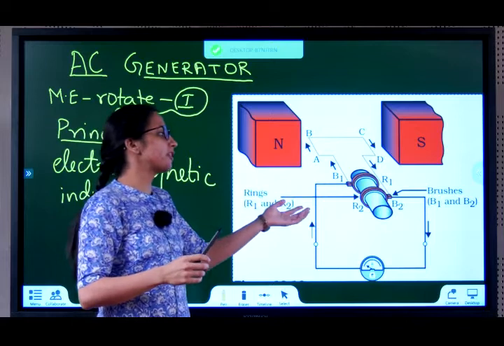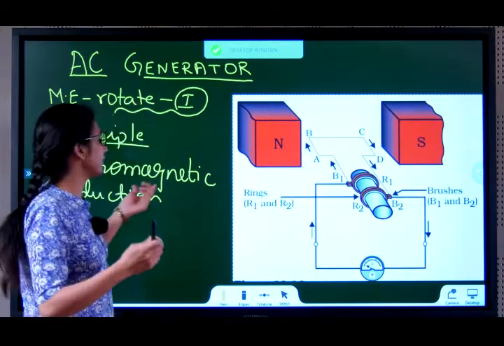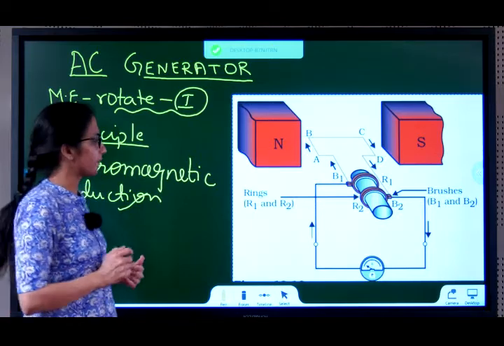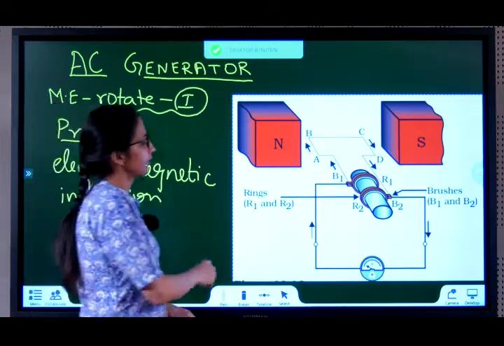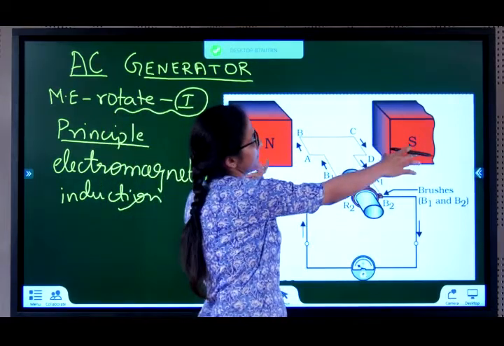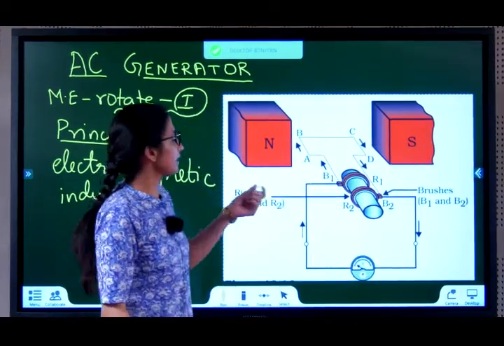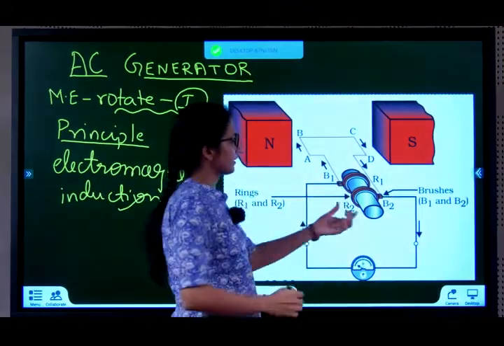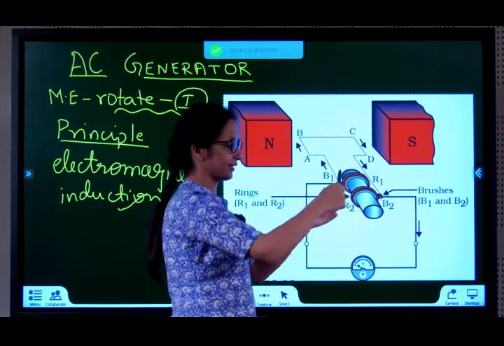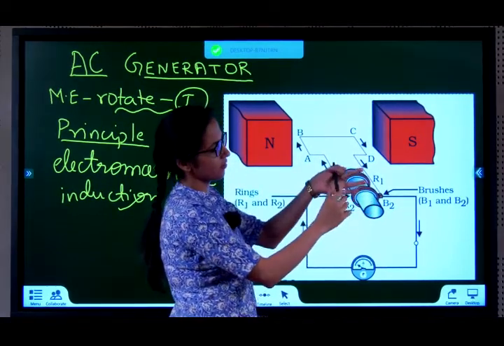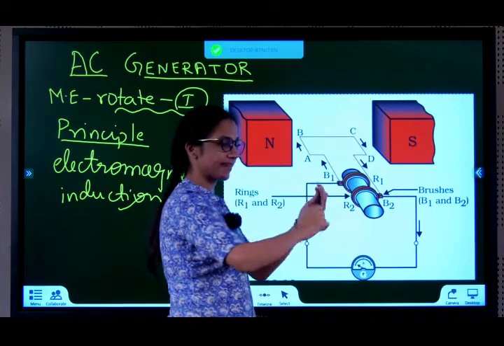What is the principle of an AC generator? Electromagnetic induction is the principle of the AC generator. How do we construct this? We take magnets to create a magnetic field, and then we have a coil attached to an axle. This is an axle. We rotate the axle. So there's one ring here, there's one ring here, and we rotate this. So this is mechanical energy.